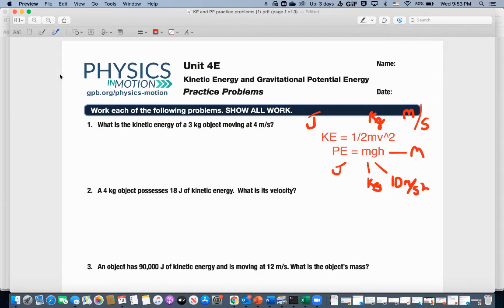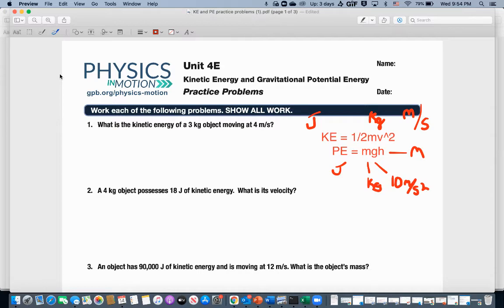Okay, so we're going to take a look and do some kinetic energy and potential energy problems here. So we talked about these two different equations. Energy is the ability to do work, and then we talked about potential energy. That's the energy that is caused by a position. So as long as anything's above the ground, it has some type of potential energy. And then kinetic energy is the energy of movement. So as long as it's moving, it has kinetic.